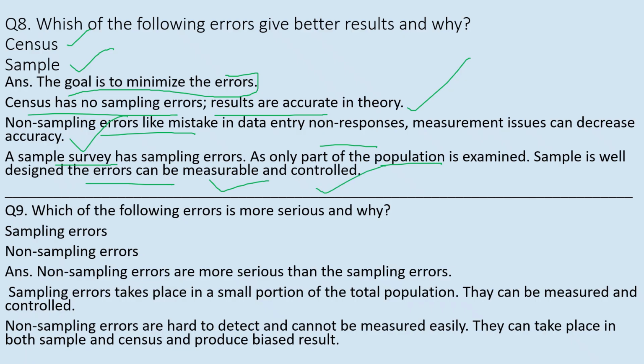Now question number 9, which of the following errors is more serious? Is it the sampling errors or the non-sampling errors? Non-sampling errors are more serious than the sampling errors. Why? Sampling errors take place in only a small portion of the total population, so they can be measured and controlled, while non-sampling errors are hard to detect and cannot be measured because they are for the huge population and can take place in both sample and census, and hence they can produce biased results.